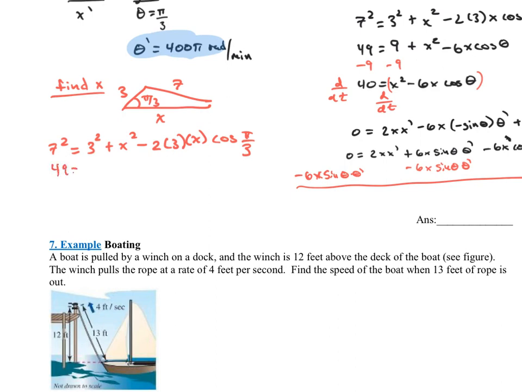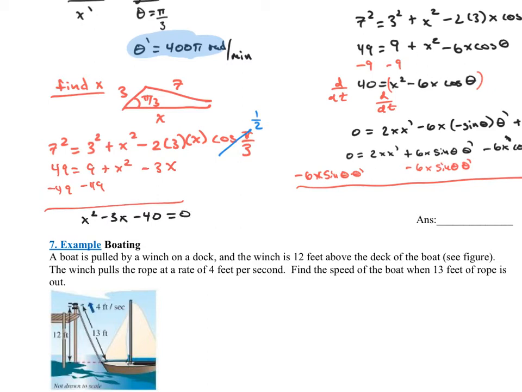This would be 49 equals, well, this would be 9 plus x squared. Then this would be minus 6x times cosine of pi over 3. Remember what cosine of pi over 3 is. Cosine of pi over 3, put that into your calculator, would be 1/2. So when we have 6x times 1/2, that would actually give us 3x, right? So what do I end up with here? It looks to me like I'm ending up with a quadratic equation, aren't I? So if I subtract 49 from both sides, I would end up with x squared minus 3x, and then I have plus 9 minus 49, so that'd be minus 40 equals 0.